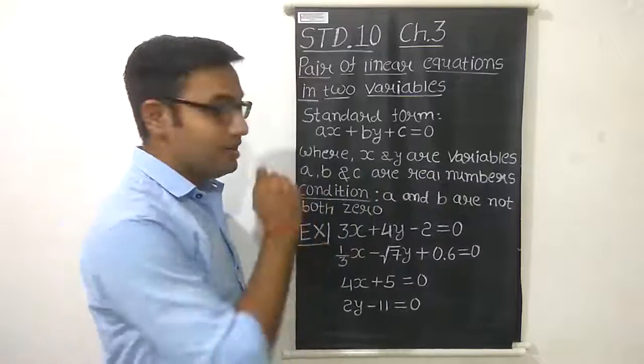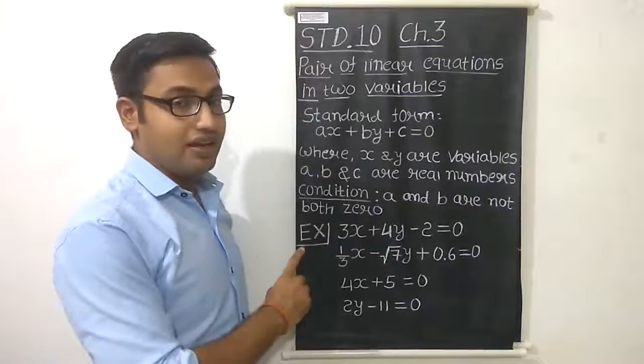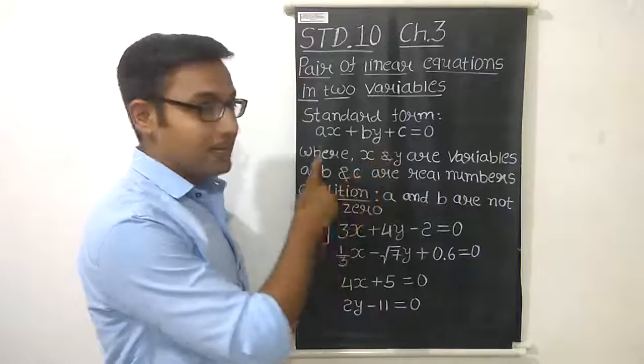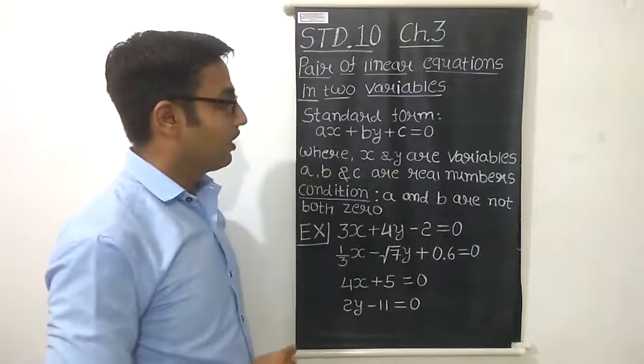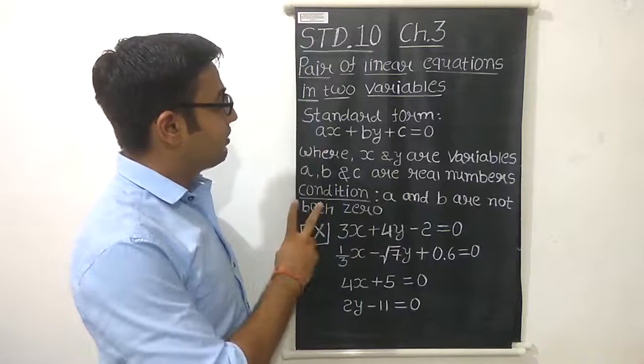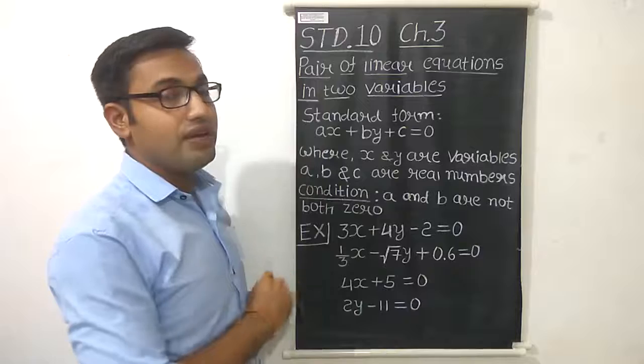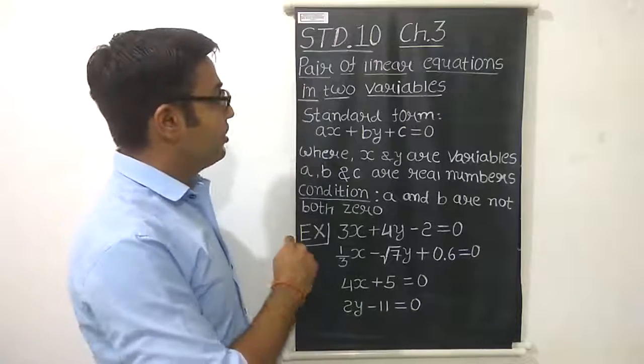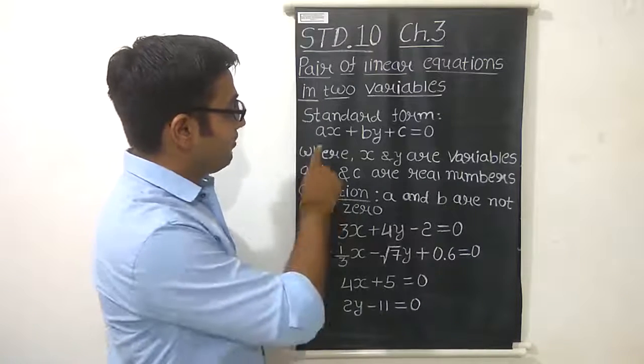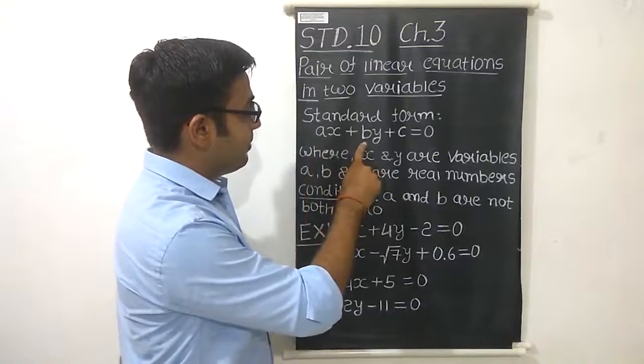So this is the condition, right? So I think now this concept is clear in your mind. So now we will study about the pair of linear equations. Okay. So as there are two equations, we cannot take it as A, B and C.